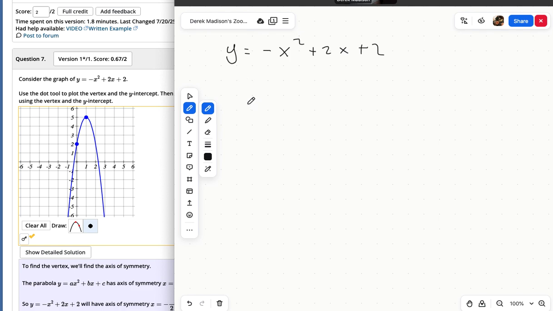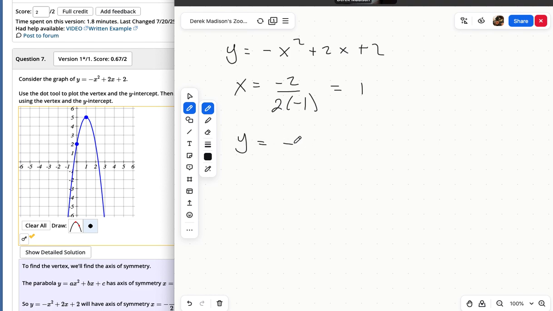Let's do the vertex version first, where the x coordinate is negative b over 2a. So negative b is going to be negative 2 over 2a, so that'd be 2 over negative 1. And negatives cancel, 2 over 2 would be 1. And so we match there.